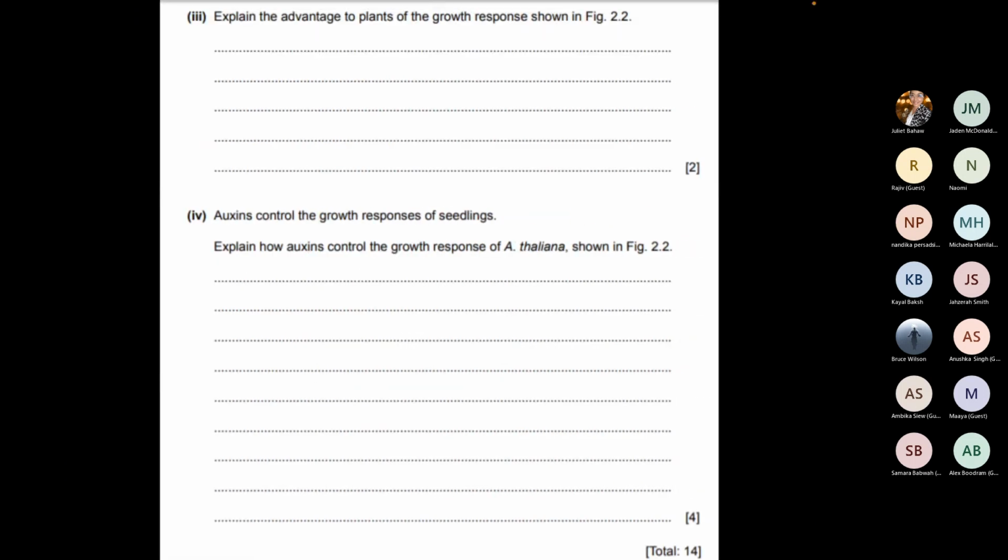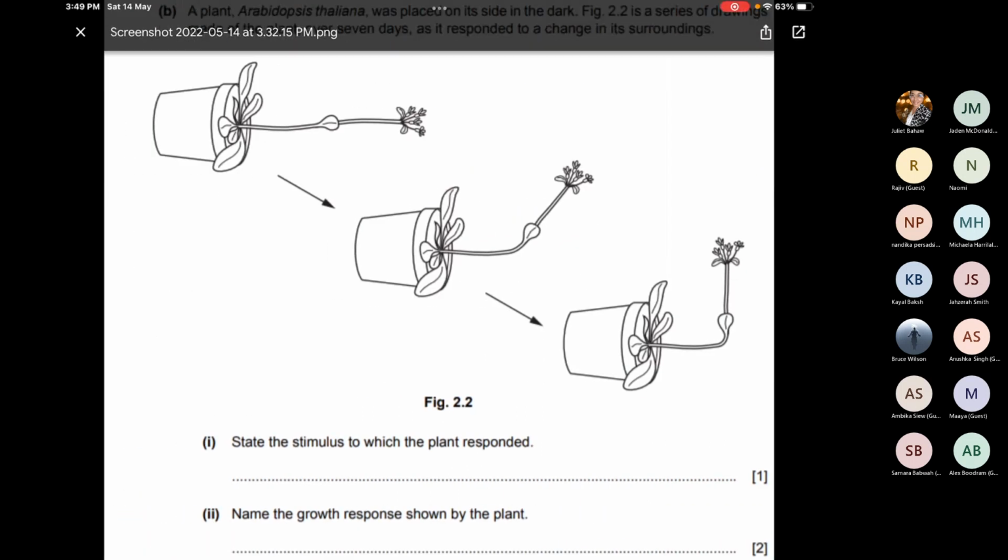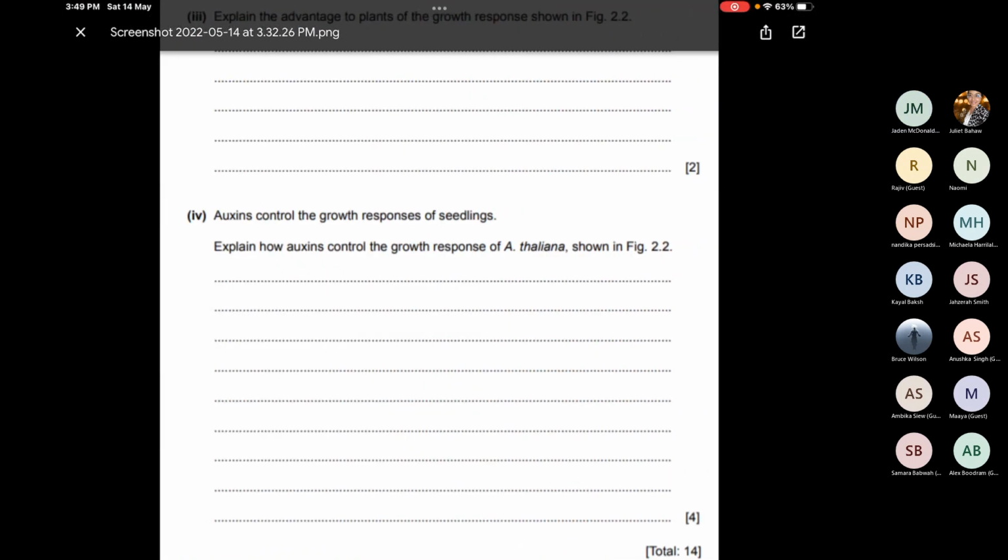3. Explain the advantage to plants of the growth response shown in figure 2.2. So how is that an advantage? It allows the plant to absorb sunlight, to activate photosynthesis, wherever it may be grown.